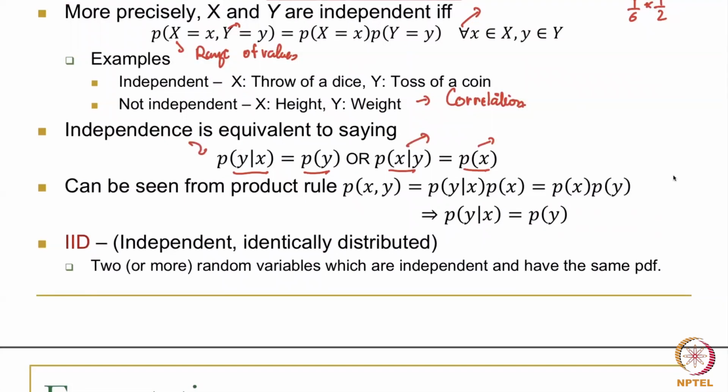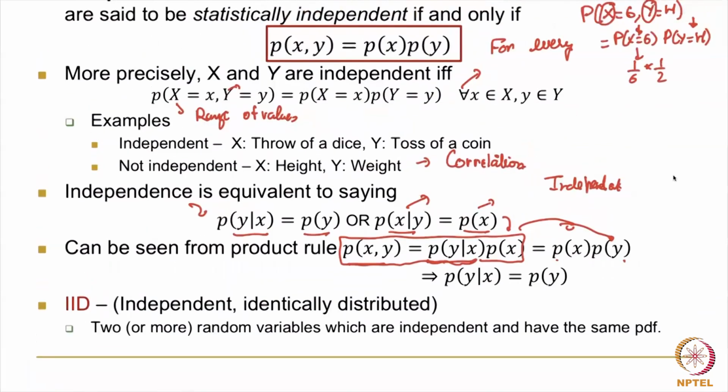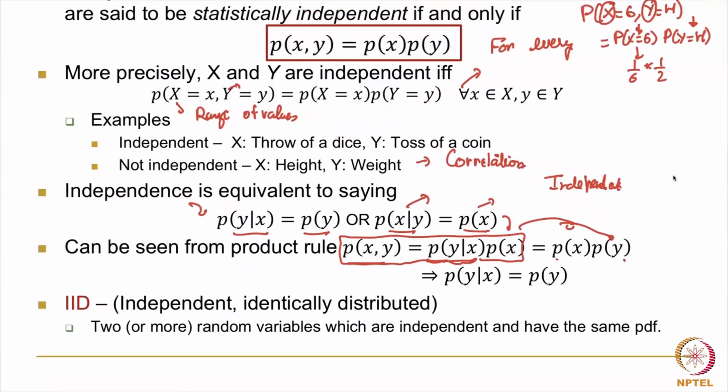So now if we apply the product rule here, we say that P of x comma y, P of x and y occurring, is the same as P of y given x multiplied by P of x, which is the product rule. Now, we already know P of y given x, if it is independent, is P of y. So P of x comma y is P of x into P of y. So we can derive this product rule from here, or we can derive the rule P of x comma y equal to P of x into P of y from here as well. So both of these are interchangeable.